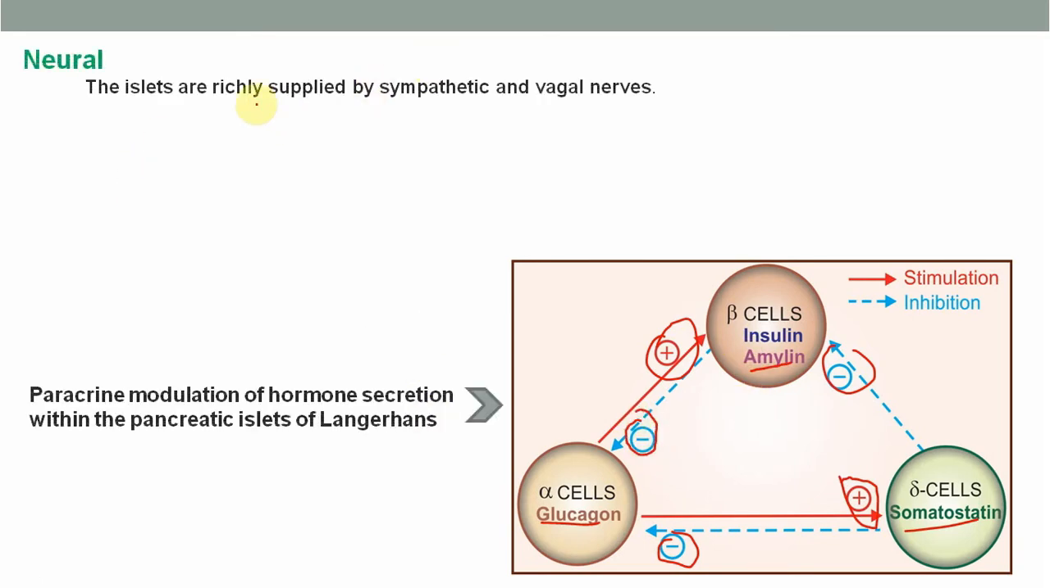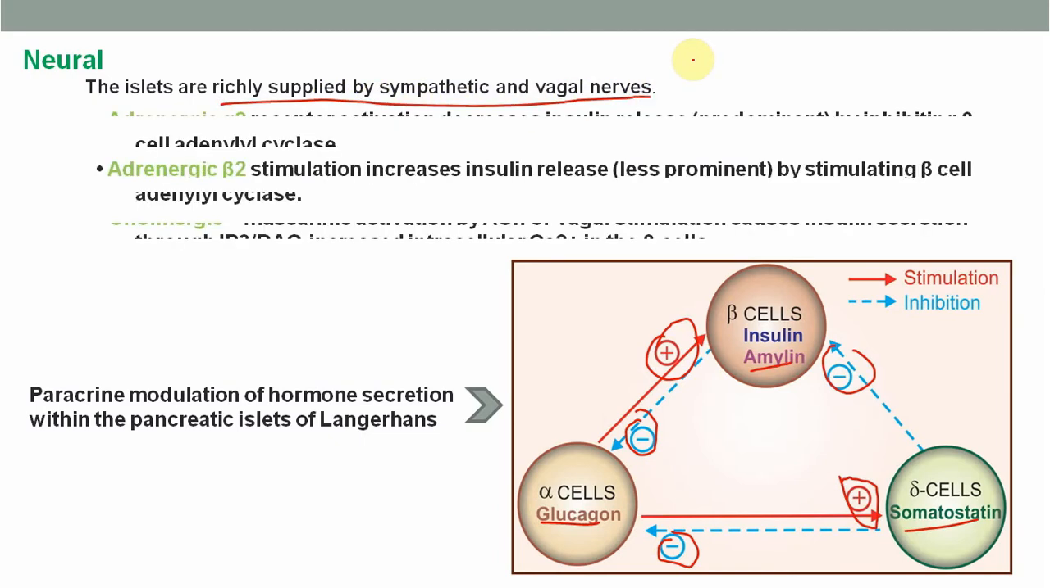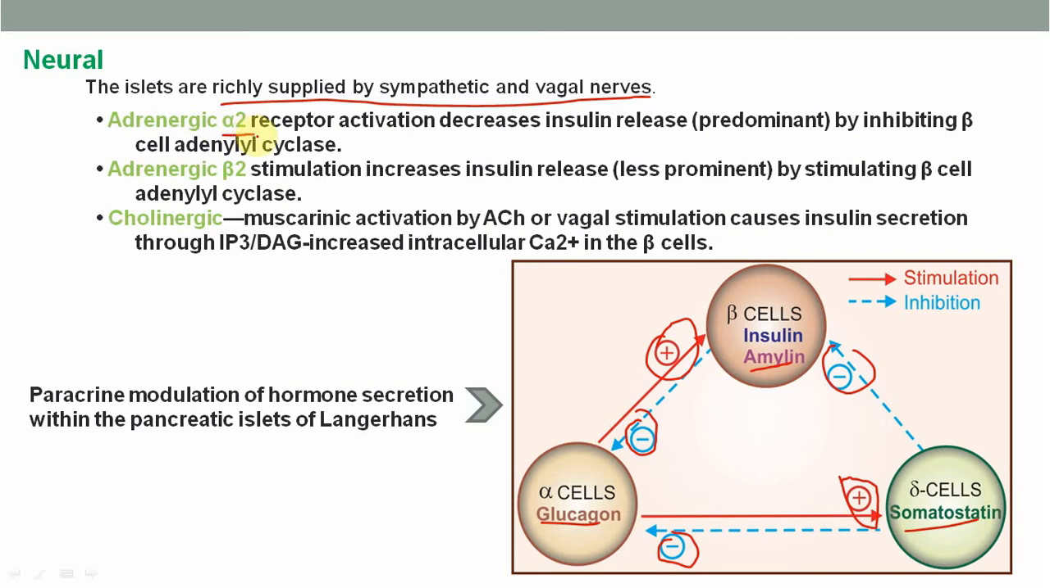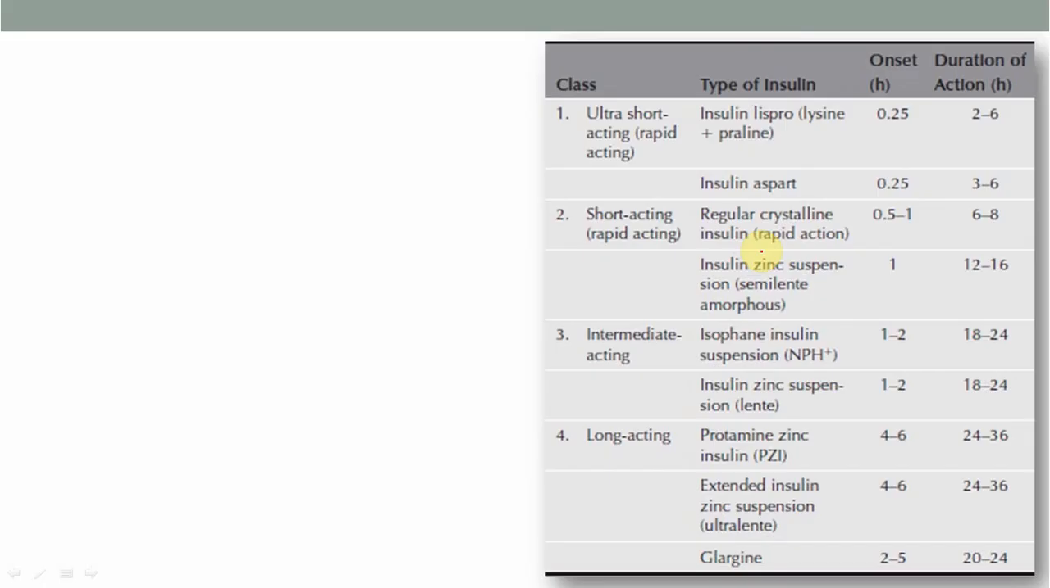Neural regulation. Islets are richly supplied by sympathetic and vagal nerves. Adrenergic alpha 2 receptors decrease insulin secretion, and adrenergic beta 2 stimulates increased insulin release, whereas cholinergic muscarinic activation by acetylcholine or vagus stimulation causes insulin secretion through the IP3 DAG pathway, which increases intracellular calcium ions in the beta cells.